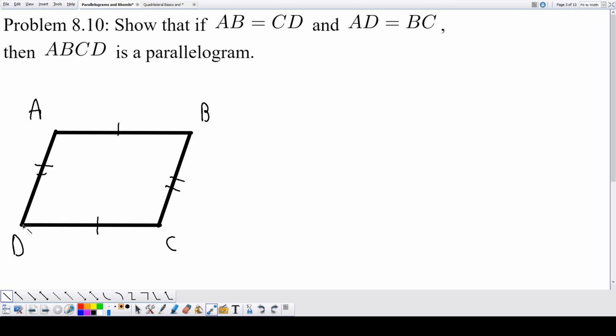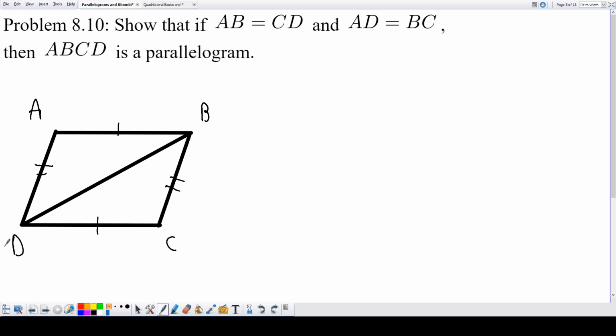So if I can split this into two parts, where we have two triangles, ABD and BDC, well, it's pretty clear I have side-side-side congruence. So triangle ABD is congruent to triangle CDB by side-side-side congruence.